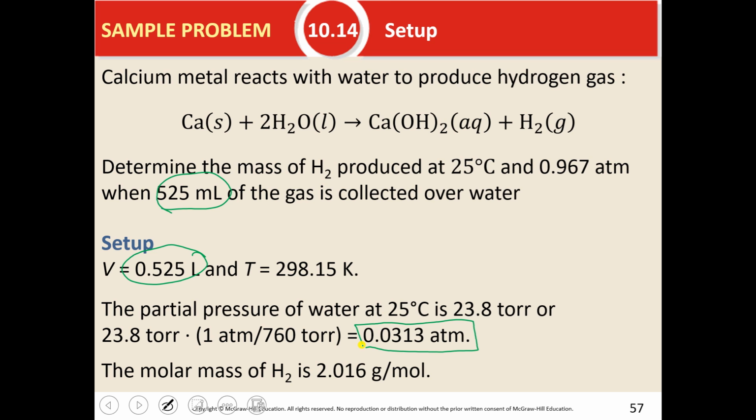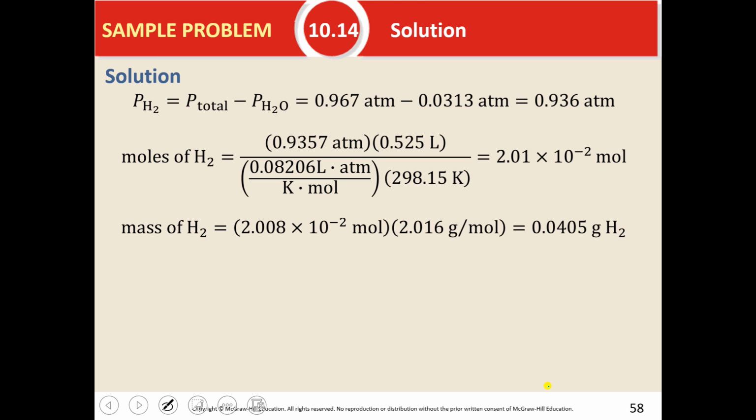And then the molar mass of hydrogen gas is 2.016 grams per mole. So that's really all here. This is our given information. Some of it we had to calculate really quickly. Some of it was just flat out given. So we know that the total pressure minus the pressure of the water will give us the partial pressure of the hydrogen gas. Right? That's what we're doing here.